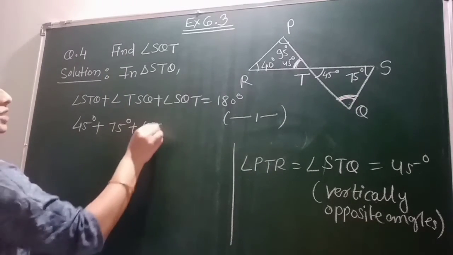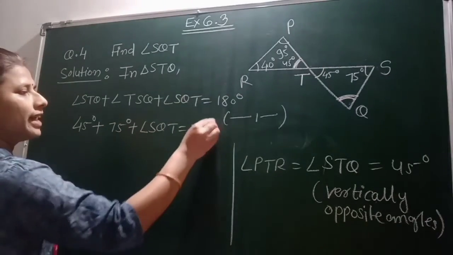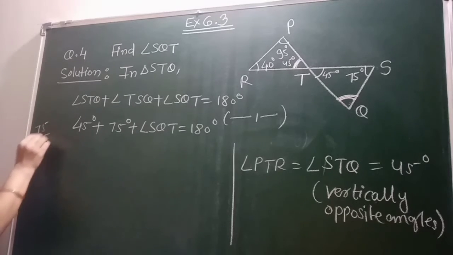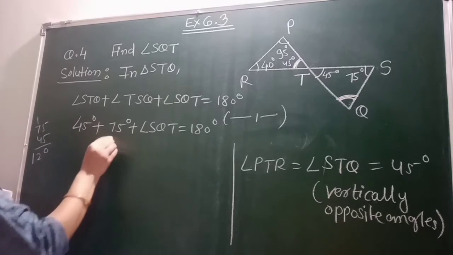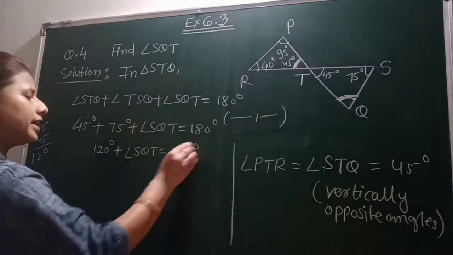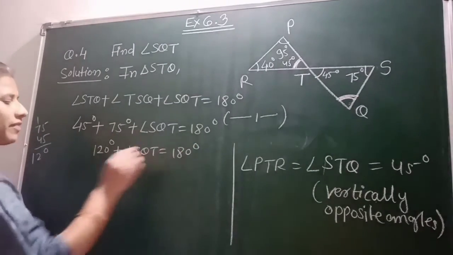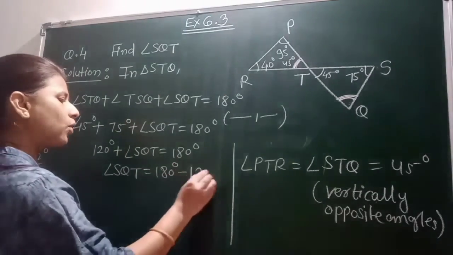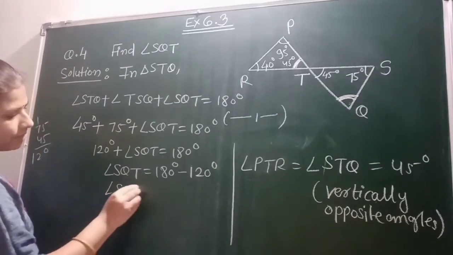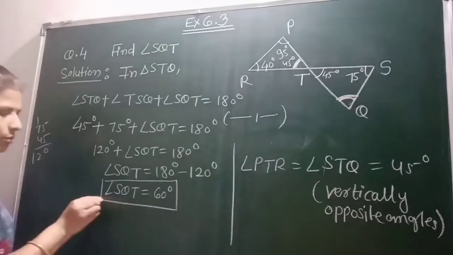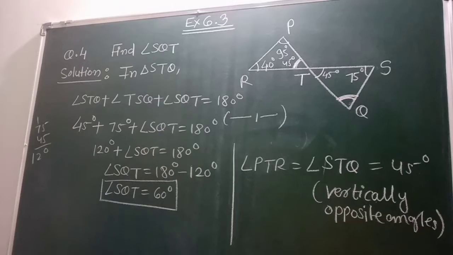Then angle SQT, which we have to find, equals 180 degrees. What will be the addition of 75 plus 45? Yes student, 120 degrees. Angle SQT equals 180 degrees. Then we will shift this 120 degrees from the left hand side to the right hand side. We find 180 degrees minus 120 degrees, and the subtraction will be 60 degrees. So the measurement of angle SQT equals 60 degrees.